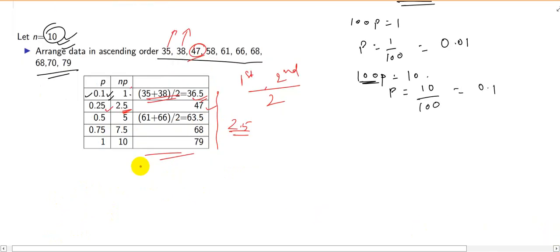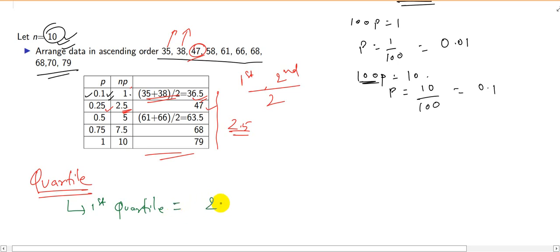So let's move ahead and try to understand what this wants to say to us. This wants us to know the value of quartiles. This is actually giving us an introduction, or the prerequisite, for the concept of quartiles. So the first quartile is equal to the 25th percentile, right?